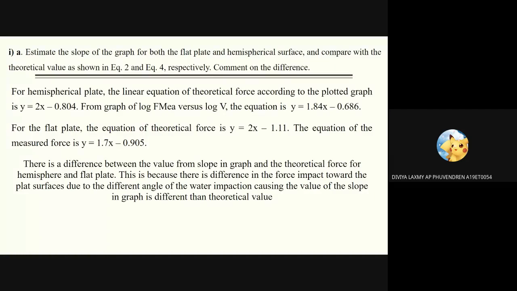As for the flat plate, the equation for theoretical force is y = 2x - 1.11. The equation of measured force is y = 1.7x - 0.905. So there is a difference between the slope in the graph and the theoretical value for the hemispherical surface plate and the flat plate. This is because there is a difference in the force impact on the plate surface due to the different angle of the water impact, causing the slope in the graph to differ from the theoretical value.